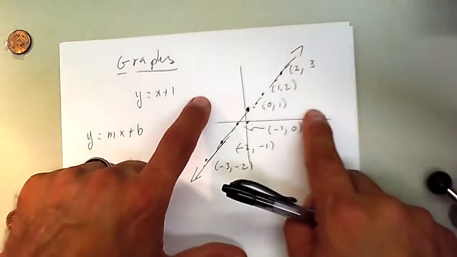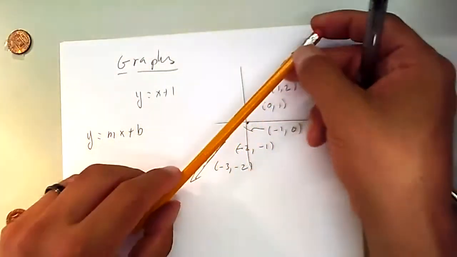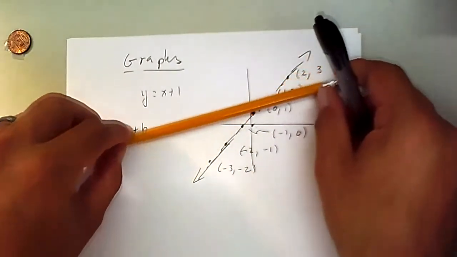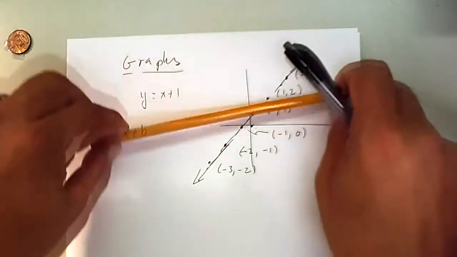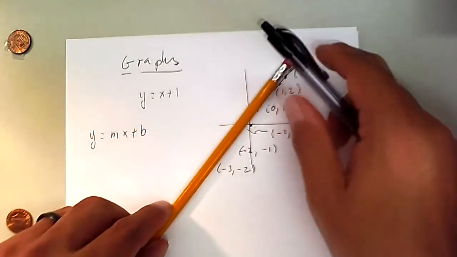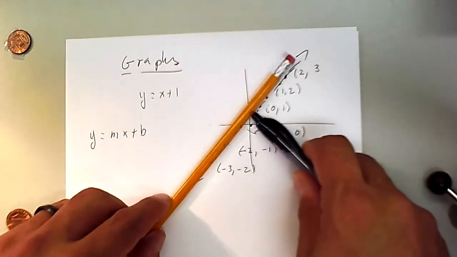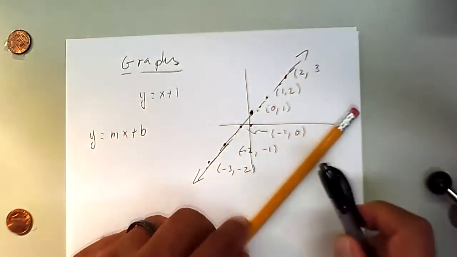You can have a horizontal slope. I'm just going to use a pencil here. So this has a slope of 1, slope of 0, slope of -1, and so forth. And you can have it anywhere because b tells us the y-intercept. So the y-intercept here is 1, and then you can have a y-intercept of 2, and so forth.